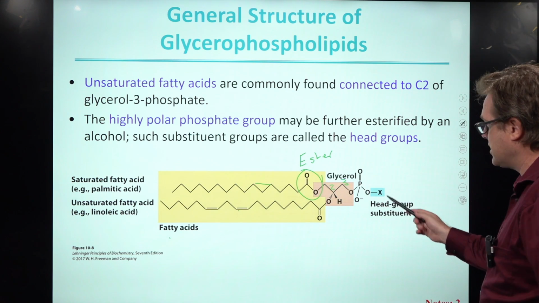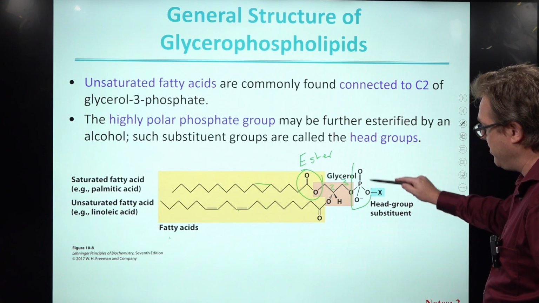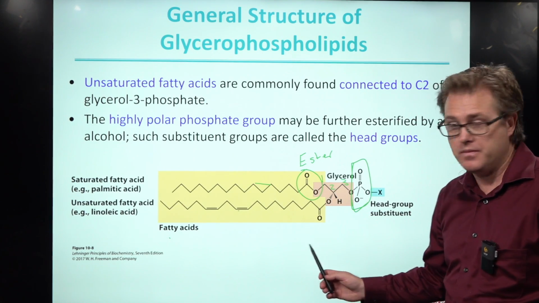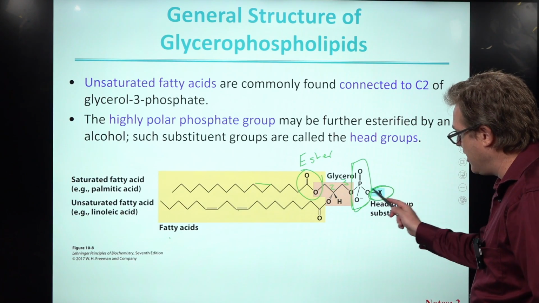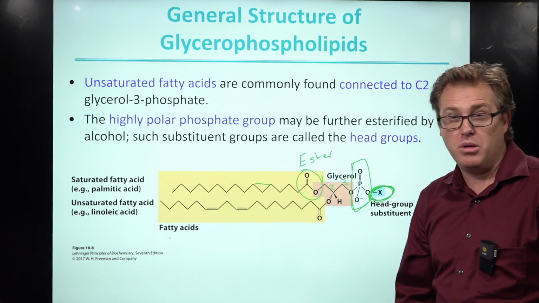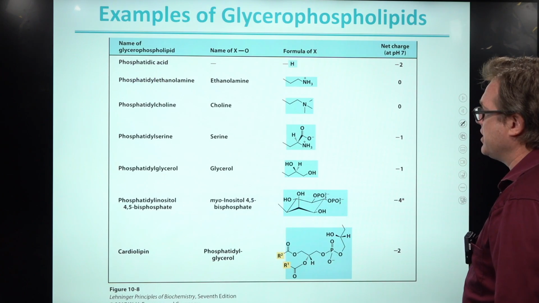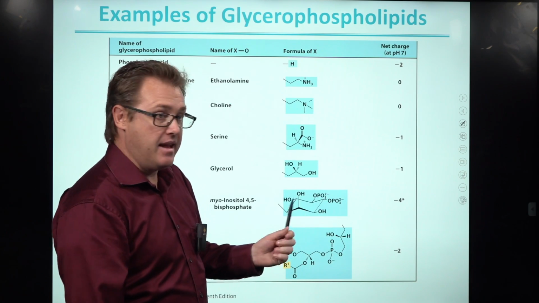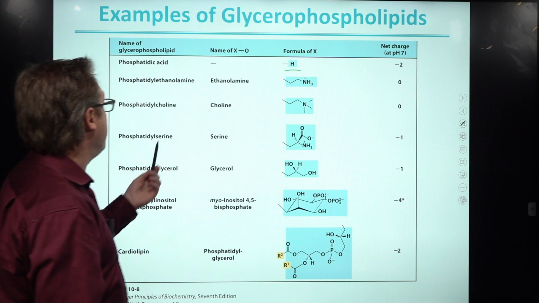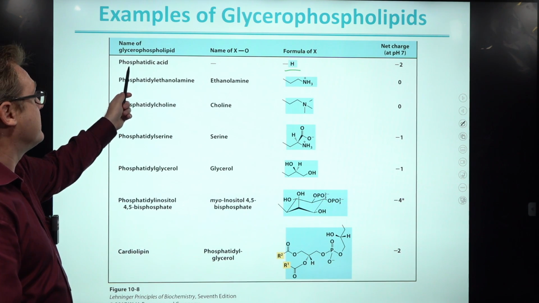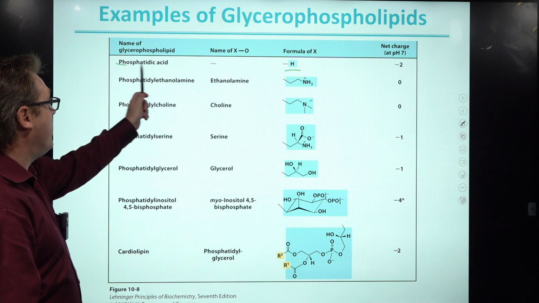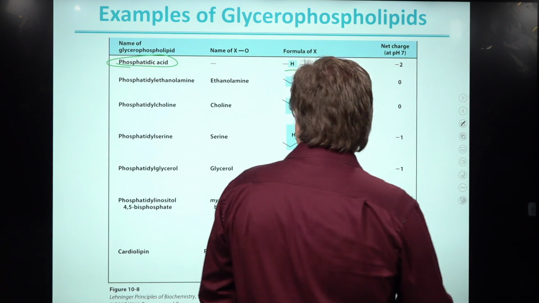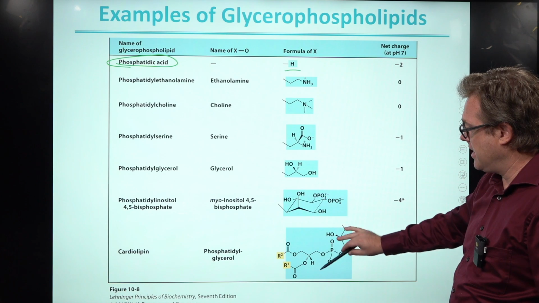Okay, now let's take a look at the phosphate piece right there. In the very first slide that we looked at today, that was blue. But now we're going to focus our attention on the variability part, and that's what you see here. So when X in that previous slide is an H, then we have the phosphatidic acid. All right? And that is the name of the glycerol phospholipid. So we have all these different types of head groups right here.